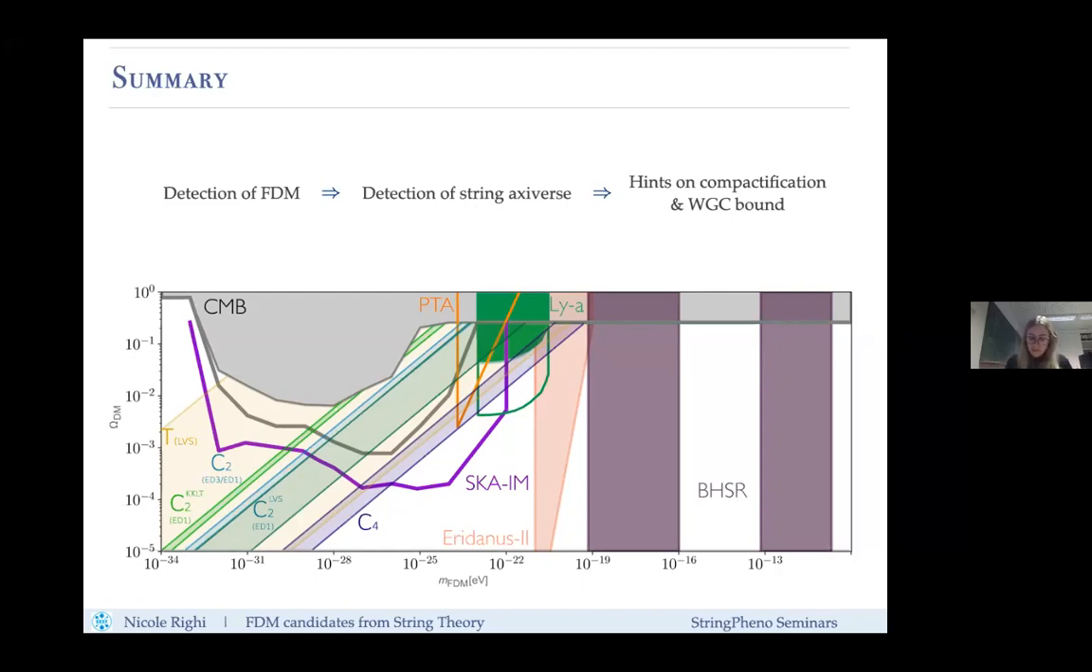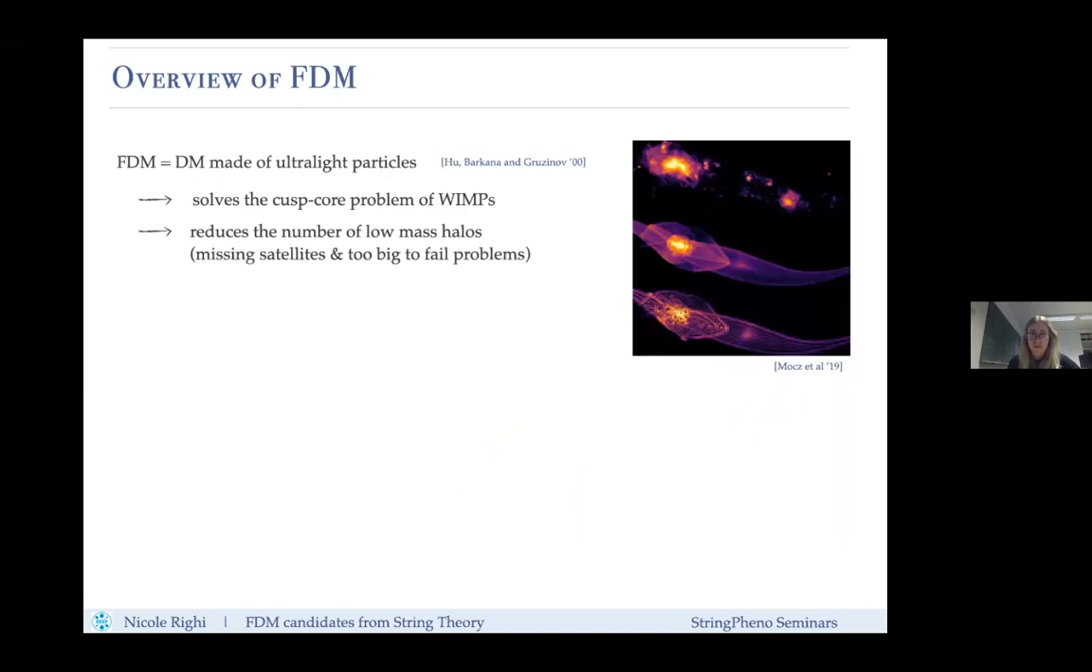The main point of my talk will be to show you that if we will ever be able to detect fuzzy dark matter, then this can also be a possible detection of the string axiverse, because we will provide many candidates from string theory. This will also entail some hints on the compactification, on its features, and possibly on the weak gravity conjecture bound. So let's start by explaining what I mean by fuzzy dark matter.